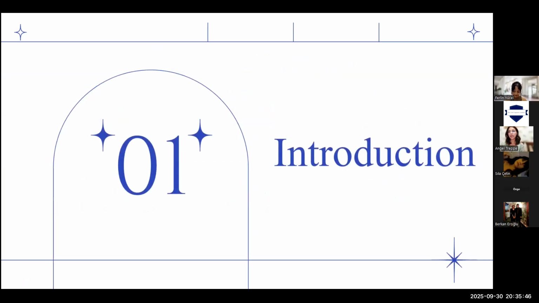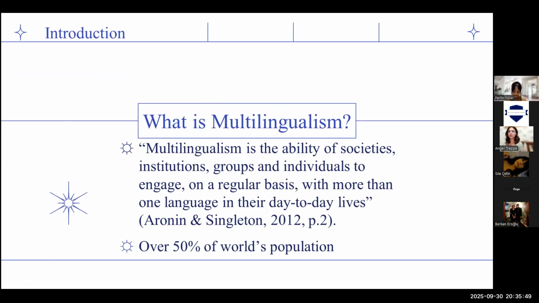So, first of all, let's see what multilingualism is. Multilingualism is the ability to use more than 2 languages fluently, which means that an individual can speak, understand, comprehend, and do other skills such as reading, writing, and listening and understanding it. And as Erwin and Singleton suggest, multilingualism is the ability of societies, institutions, groups, and individuals to engage on a regular basis, of course, with more than 1 language in their day-to-day lives. And as of today, over half of the population is multilingual.